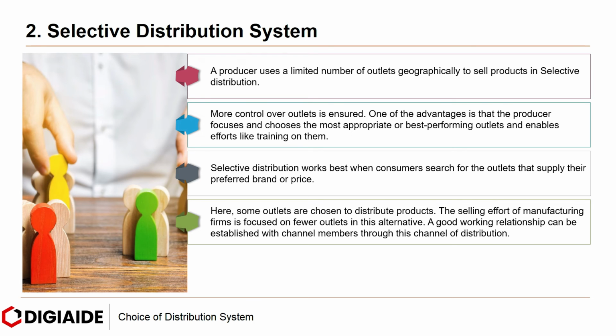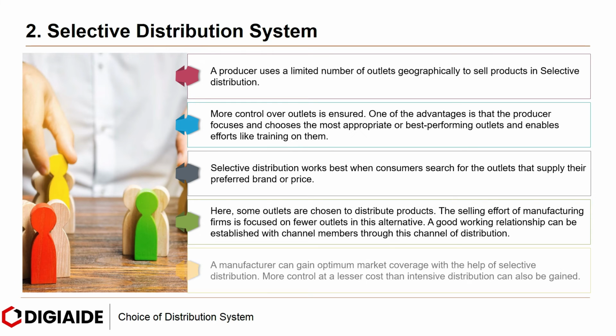Here, some outlets are chosen to distribute products. The selling effort of the manufacturing firm is focused on fewer outlets in this alternative. A good working relationship can be established with channel members through this channel of distribution. A manufacturer can gain optimum market coverage with the help of selective distribution. More control at a lesser cost than intensive distribution can also be gained.